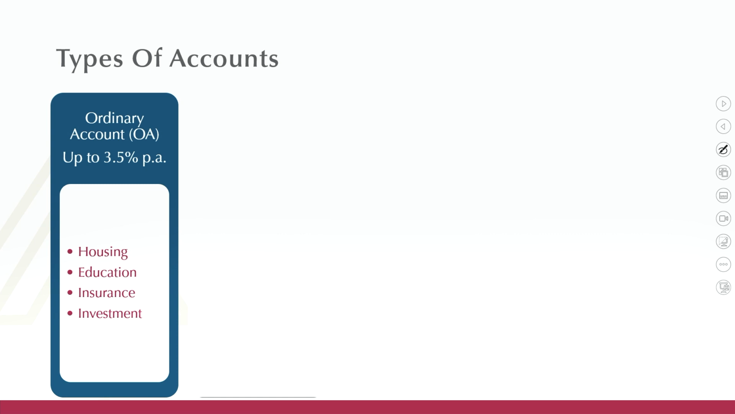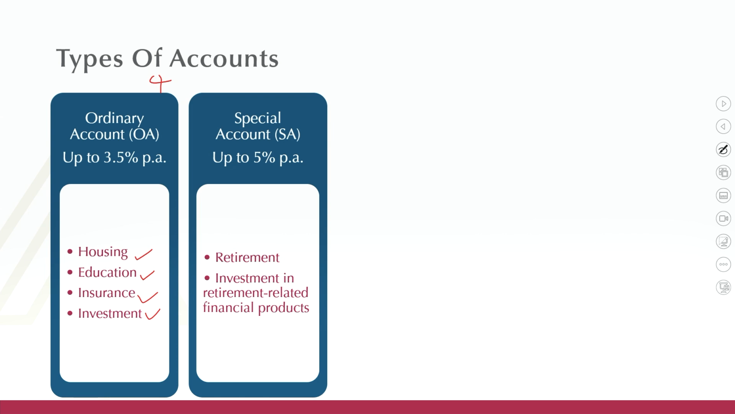There are 4 primary purposes to our ordinary account. We can use our ordinary account to pay for housing, basically to pay for the down payment and our mortgage loan. We can also use money inside OA to loan it to our kids so they can use it to pay for local tertiary education, for example at polytechnics or universities. We can also use the money inside OA to buy certain insurance, such as your dependents' protection scheme and your home protection scheme. And we can also use the money inside our ordinary account to do some form of investments. All right, so there are 4 primary purposes to the ordinary account.